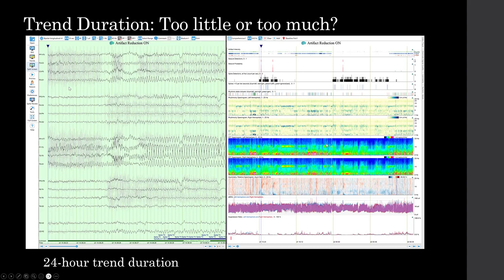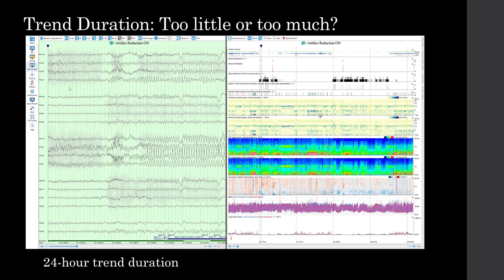Now let's take a quick look at trend durations. It'll give us some context for what we're going to look at with respect to the individual trends and what they're showing. We're going to look at changing the gain of the trends and the duration of those trends and see what effect it has in our ability to see changes in the underlying EEG.